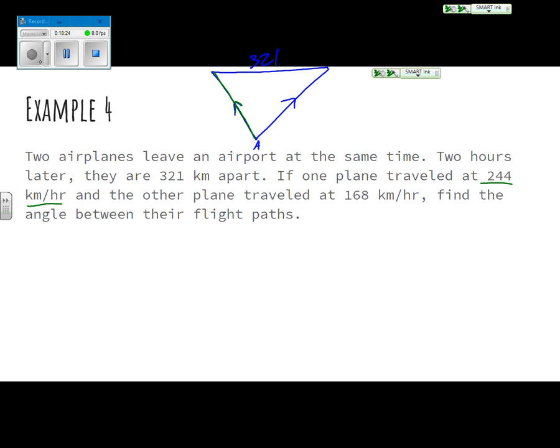Well, plane 1, if he goes 244 kilometers per hour for 2 hours, I have a feeling that he went 488 kilometers. Remember, the sides of these triangles are distances, not speeds. They're going to be speeds later, but right now they're distances. Okay, I'm going to let plane 2 be this plane, going up this way. Okay, it traveled 168 kilometers per hour for 2 hours.